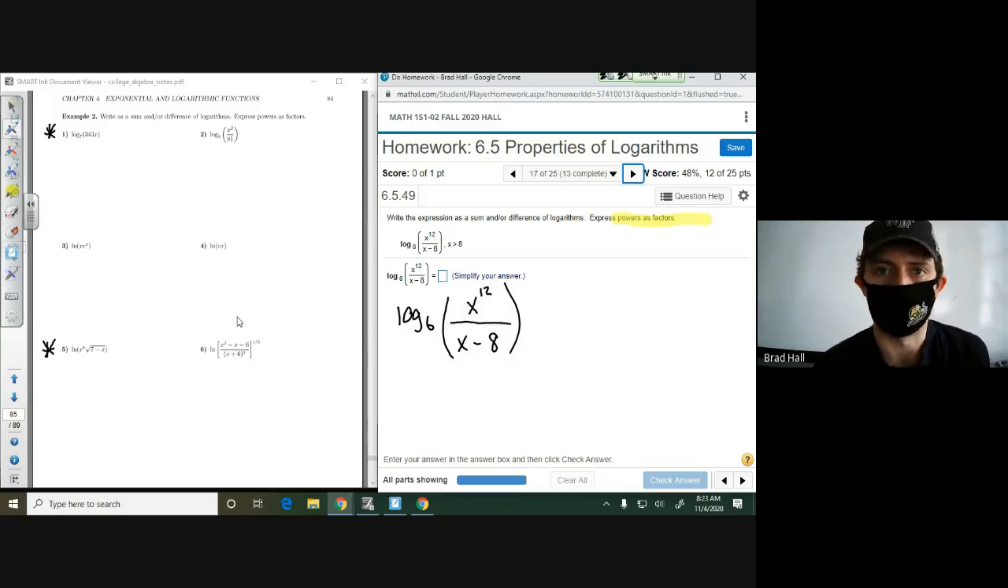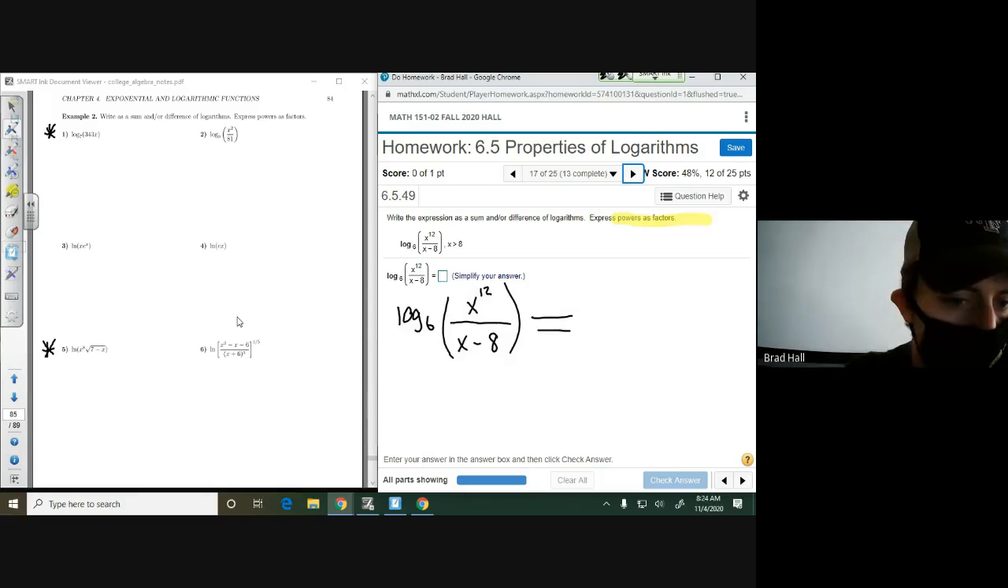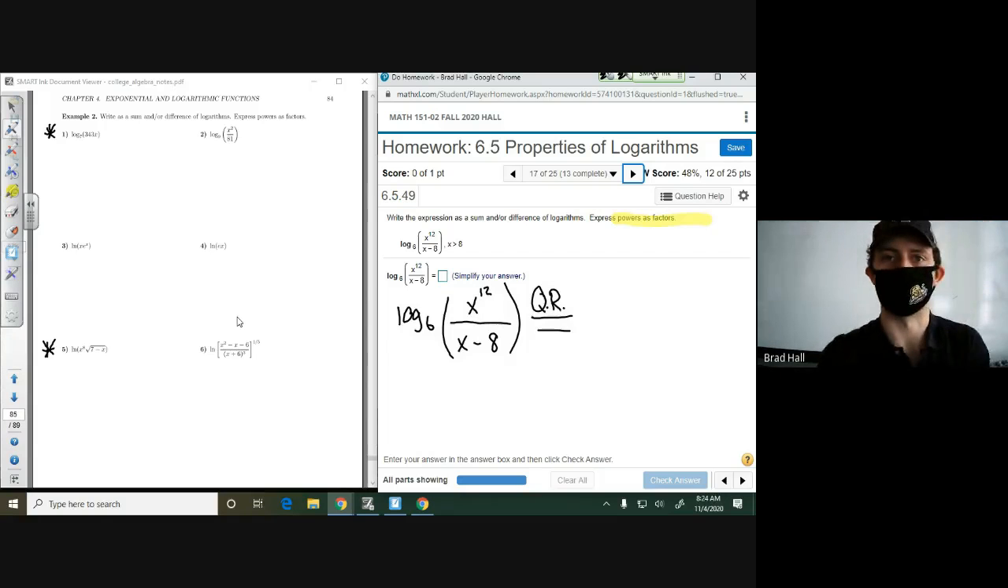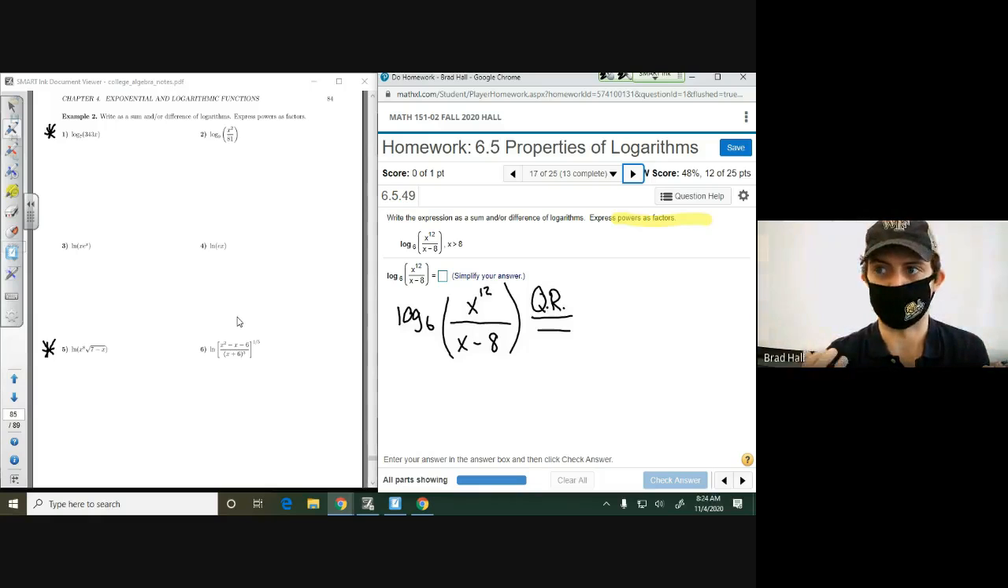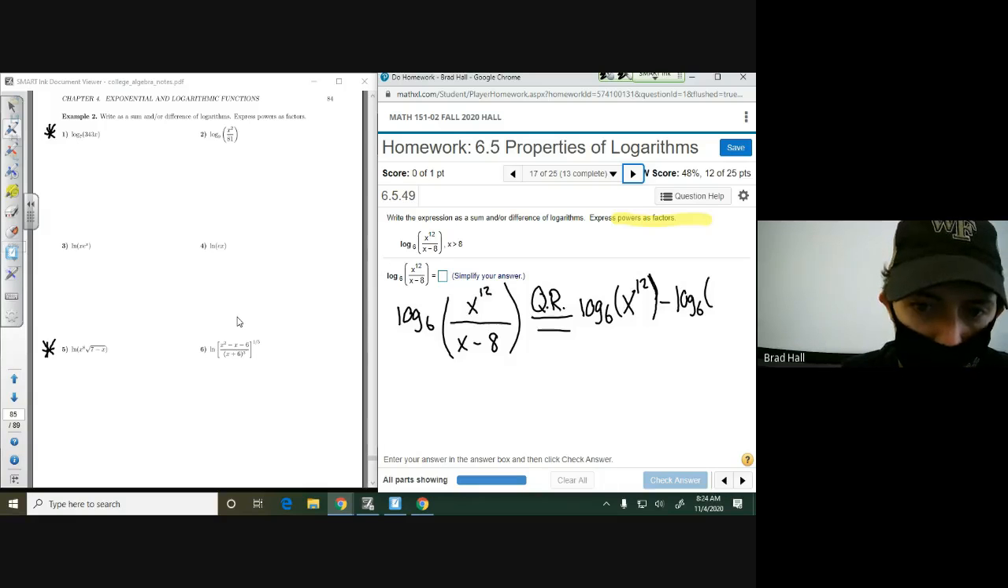If we assumed otherwise, if we assumed we were taking the logarithm of an exponent, we would not be able to bring that exponent of 12 to the front, because that 12 is not the exponent of x minus 8 in the denominator. So this is a quotient rule, because we are evaluating the log of a quotient first. So this is log base 6 of the numerator, x to the 12, minus log base 6 of the denominator, x minus 8.